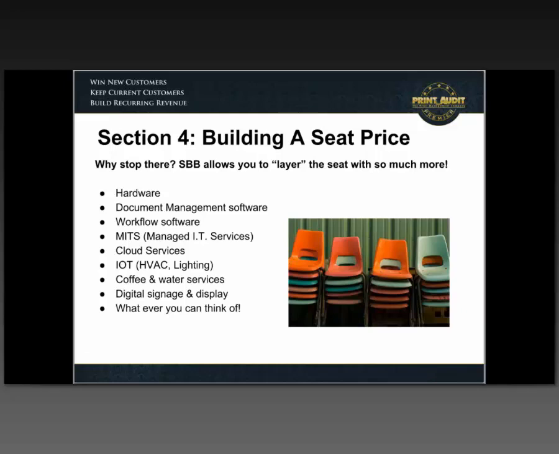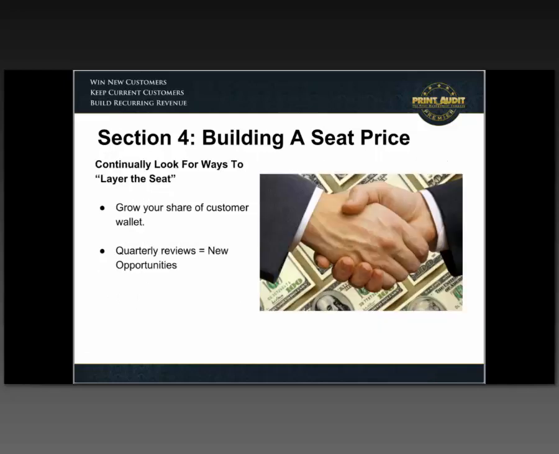And as we start to progress in the next 5 years, I think we're going to see a lot more Internet of Things, such as HVAC and lighting, which are all going to be IP-connected devices, which we can help manage for customers to help improve cost and efficiencies there, just like we do today with printers and multifunctions. Coffee and water services, digital signage and display, and what else? The point is that once we start focusing on the user, once we start billing in a seat-based fashion, we can start to go back to the customer and come up with ways to help them become more efficient in other areas.